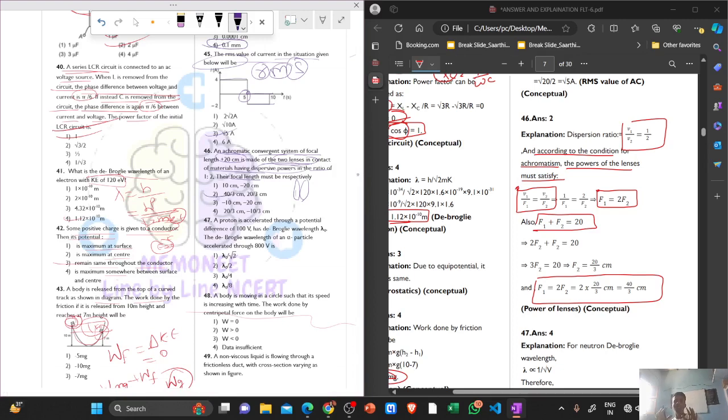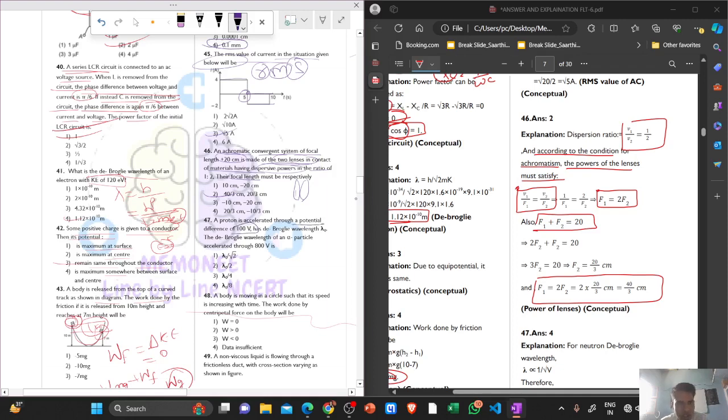Here, you just need to understand how to use the formula of dispersive power and relate it with the focal length. You know, if two lenses are in contact, the net power is equal to P1 plus P2, and net focal length is 1 by f1 plus 1 by f2. You just need to use those simple values. Now moving to the next question. A proton is accelerated through a potential.